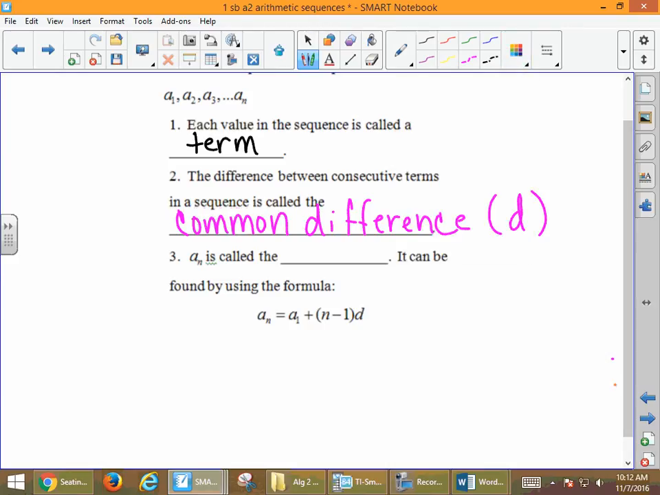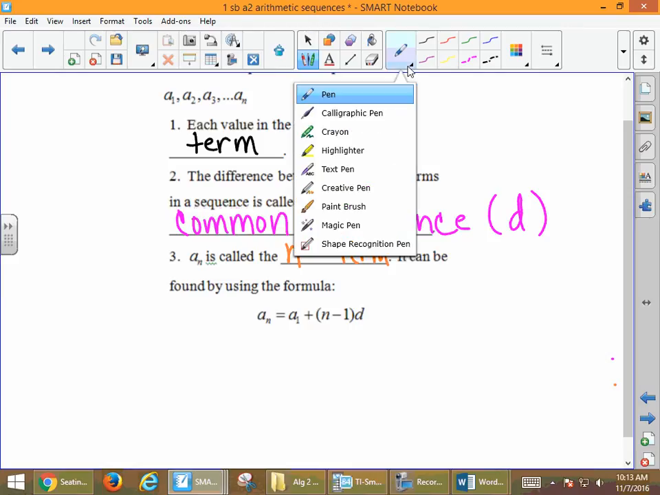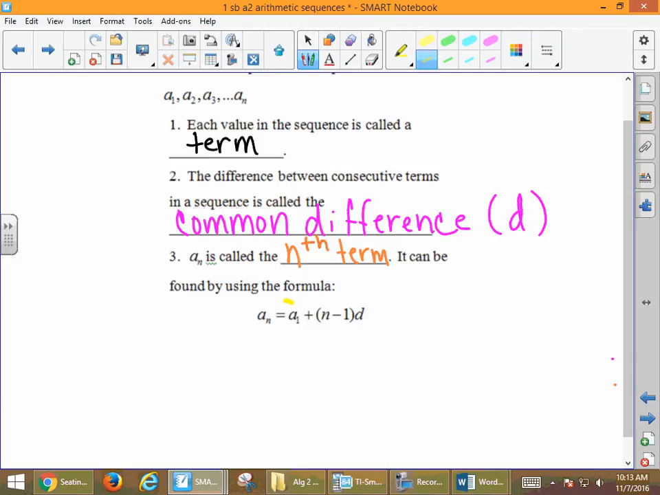The number a sub n is called the nth term, and it can be found by using the formula below, which is really what we're going to concentrate on today. We're going to work with this one over and over again. So you may want to highlight that. Just like our last unit, we didn't make you memorize the formulas. We provided them for you, and we will still provide the formulas. We just won't tell you what a sub n, a sub 1, n, and d are.